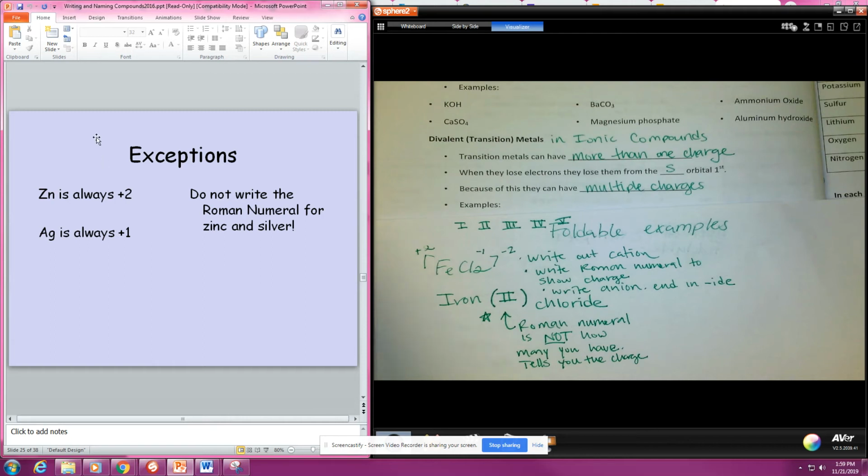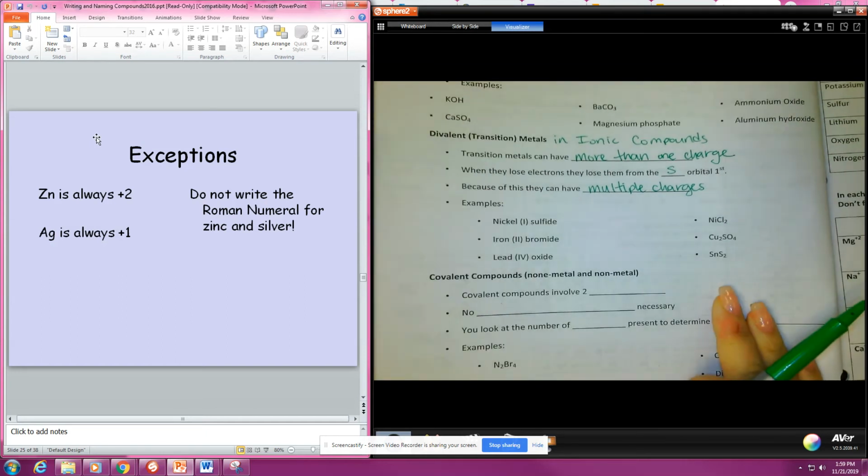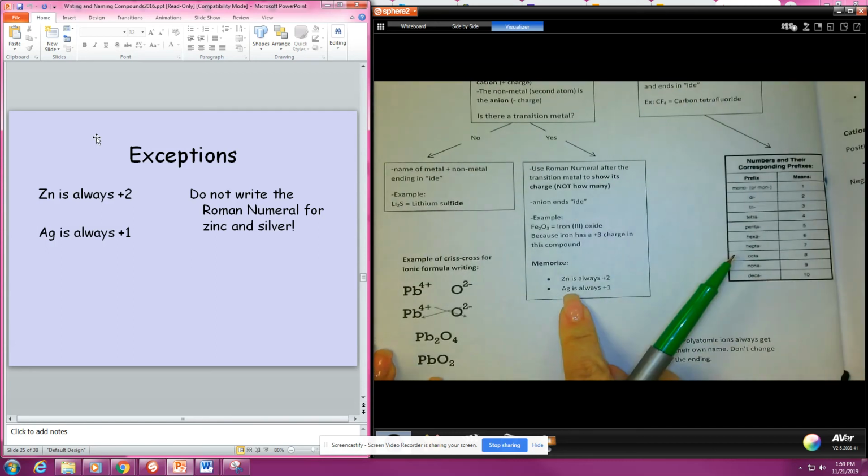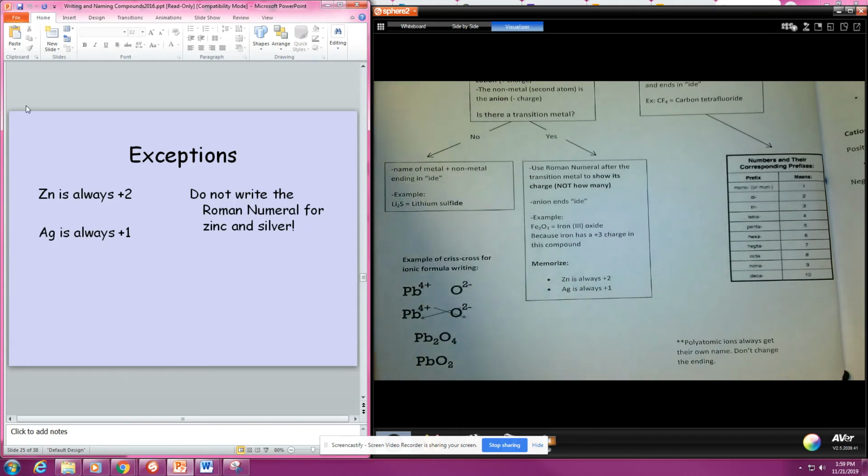There are some that you have to memorize. They are on that cheat sheet on the very front of your packet. So let's look at that really quick. Here they are. You should memorize these. These are transition metals that will not change, so they do always have the same charge. Zinc is +2 and Ag is +1. On this PowerPoint, it says don't write the Roman numeral. For me, if you write it, that's fine. I won't take off for that.